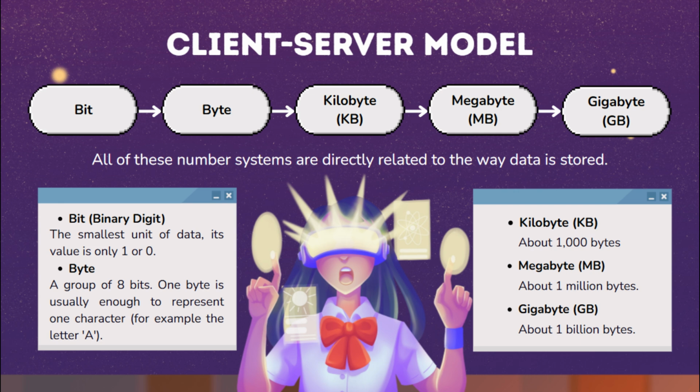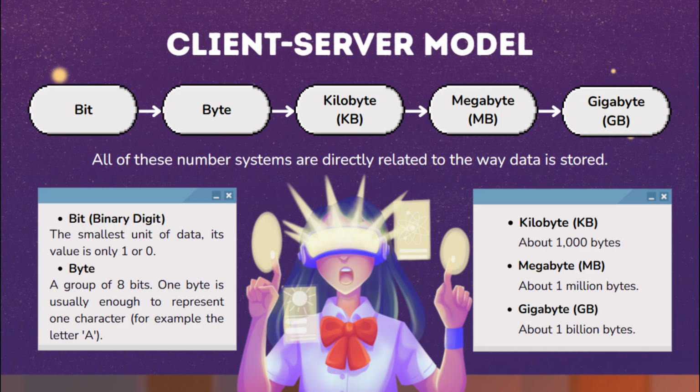All of these are directly related to the way data is stored. First, bit or binary digit, the smallest unit of data. Its value is only 1 or 0. 2. Byte, a group of 8 bits. 1 byte is usually enough to represent one character, for example the letter A.